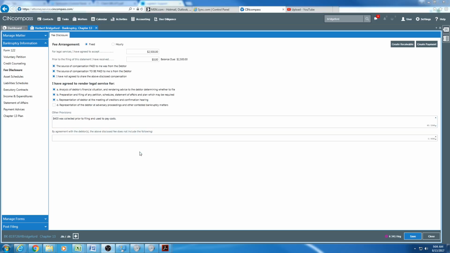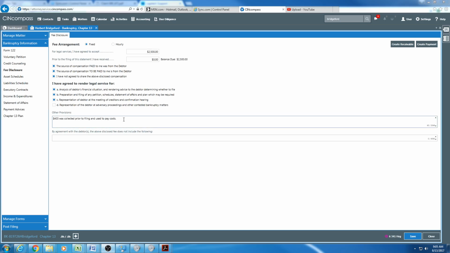Let's look at the fee disclosure. On this left side, we click that. The thing I want you to remember is the distinction between fees and costs. Fees are what the firm earns. Costs are expenses incurred to carry this case.